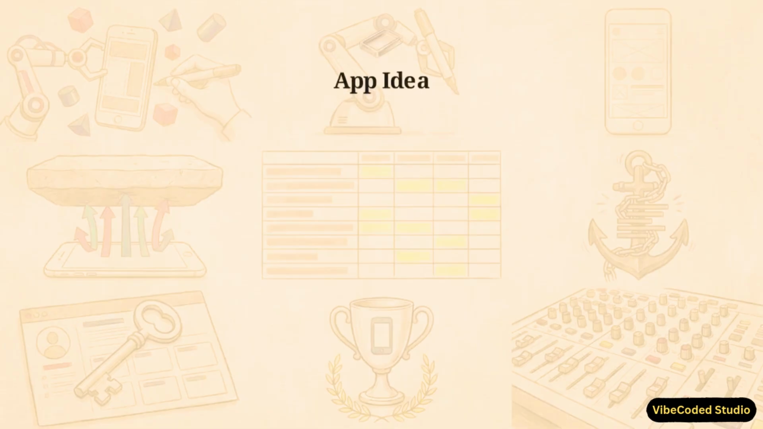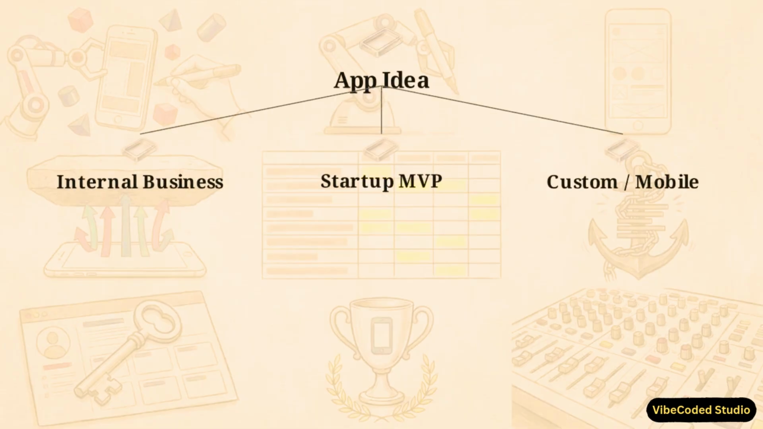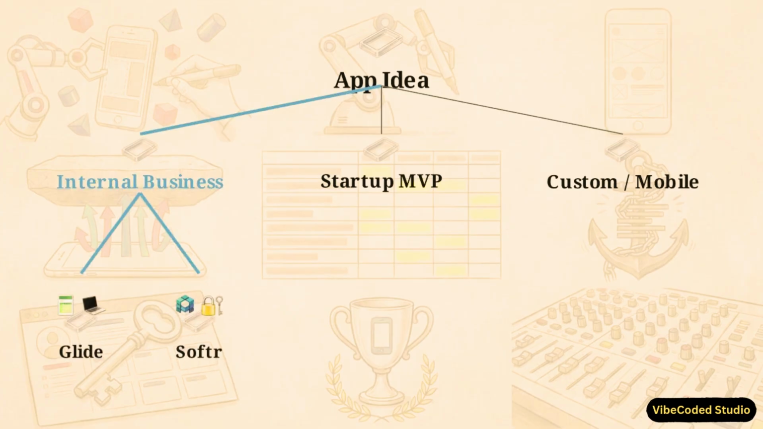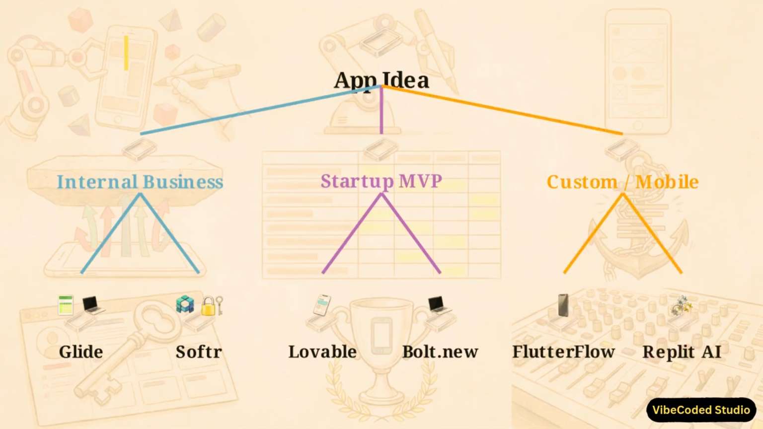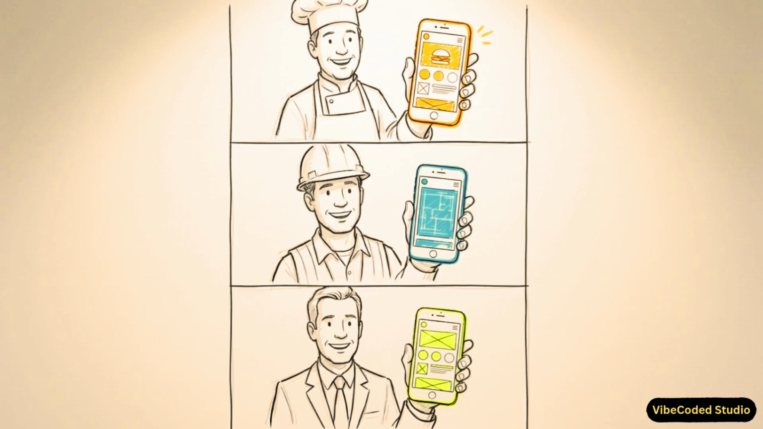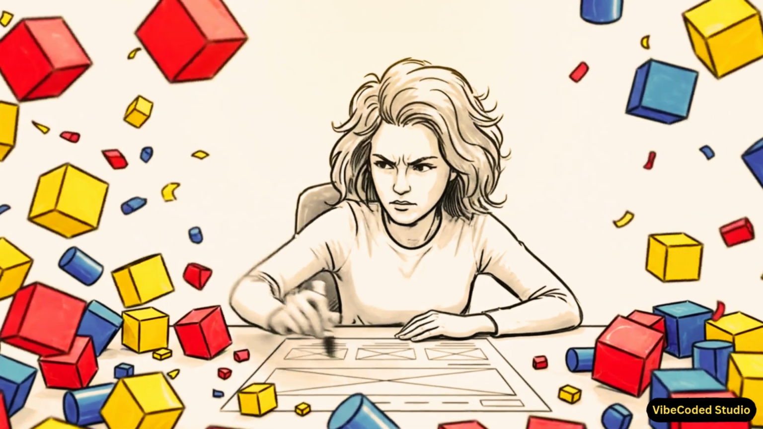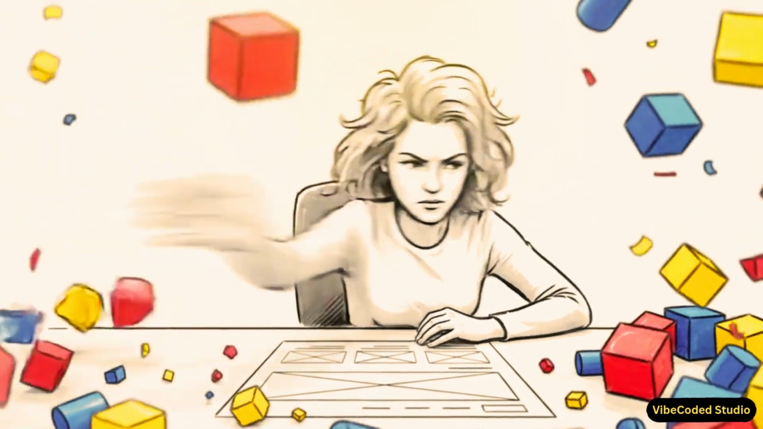Returning to our decision tree, let's map your goal. Beginners needing internal tools? Choose Glide. For client portals? Softr. Non-technical founders needing visual mockups? Choose Lovable. For a functional web MVP? Bolt.new. For App Store launches? FlutterFlow. For infinite control via coding? Replit AI. AI has made creating software possible for anyone, regardless of background. Your success comes down to picking the tool that solves your specific problem, instead of chasing the marketing hype.